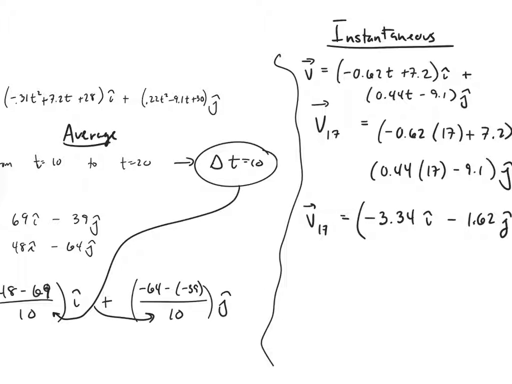Okay, so this was average velocity from 10 to 20. This was the instantaneous velocity at 17 seconds. Now, can somebody help me with this next part? What's the speed? What is the speed at 17 seconds? What would the speed be? Yeah. The absolute value of the velocity.